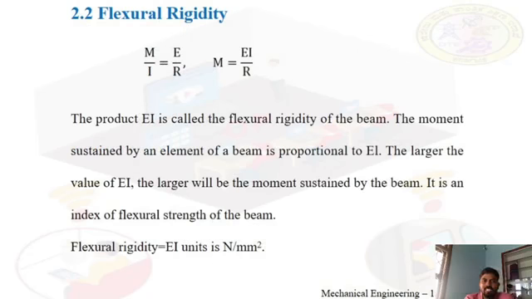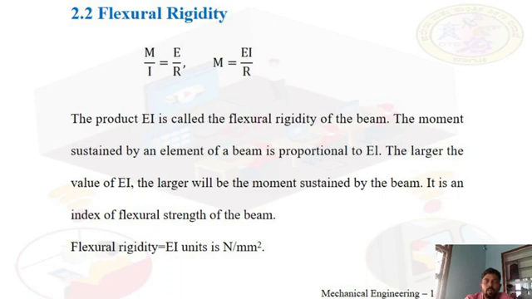Now flexural rigidity. What is flexural rigidity? The product of EI is called the flexural rigidity of the beam. The moment sustained by the element of a beam is proportional to EI. The larger the value of EI, the larger will be the moment sustained by the beam. It is an index of the flexural strength of the beam. The flexural rigidity is equal to E into I, and the unit is Newton per mm square.